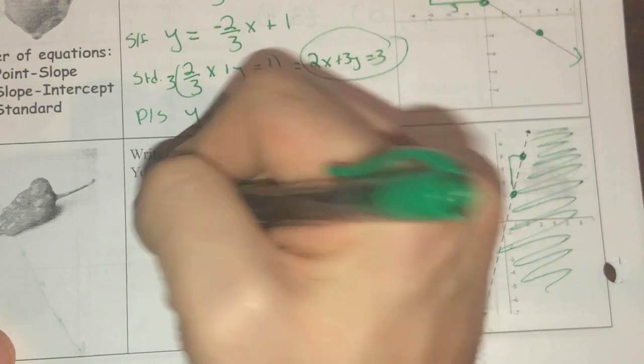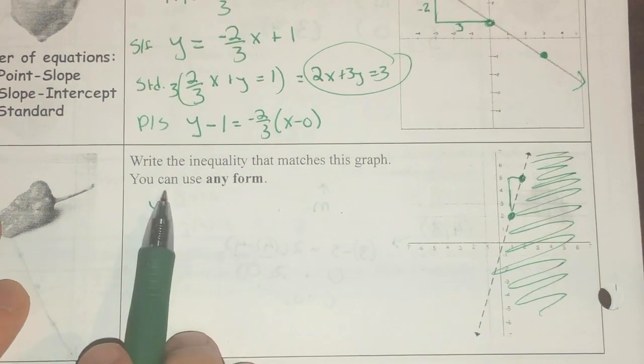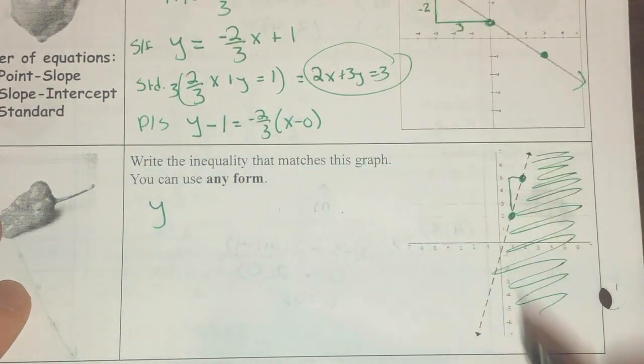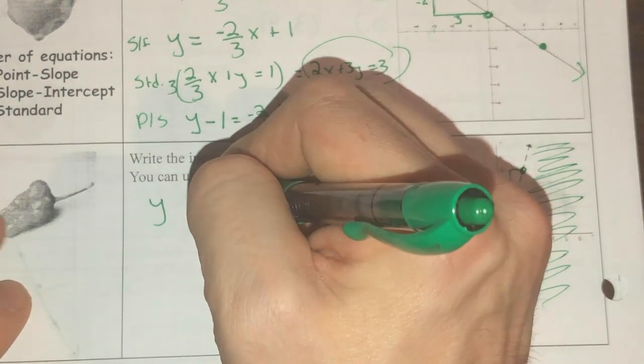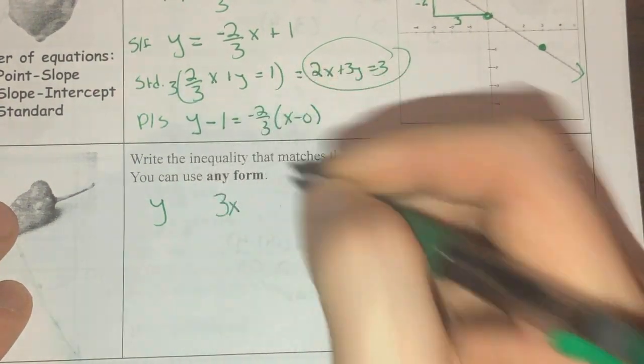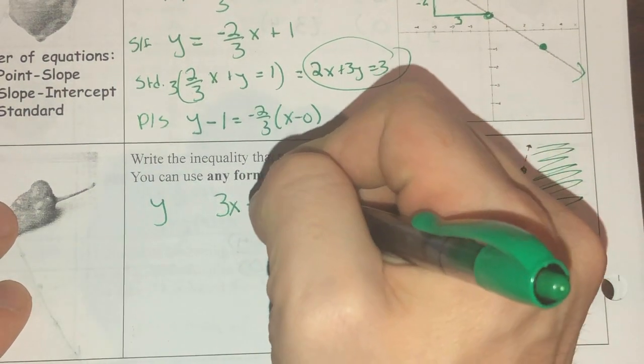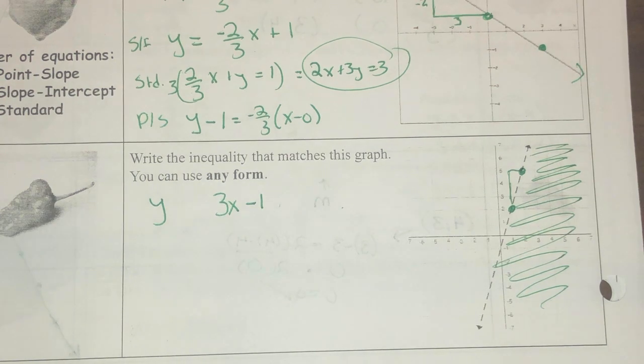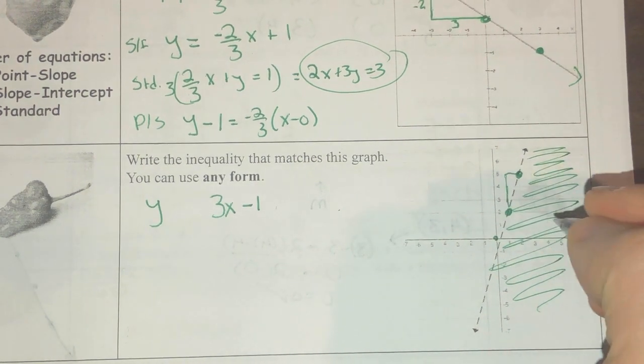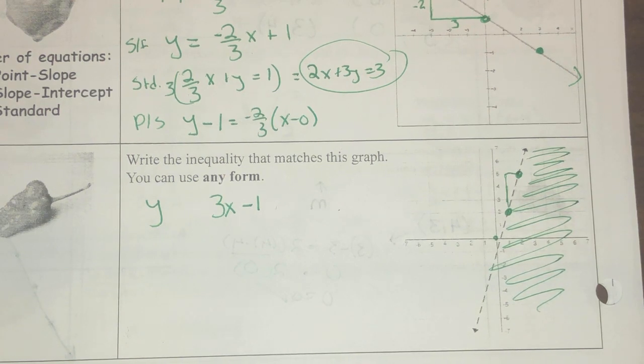So I've got my y, and at this point it doesn't matter. Remember, you can use any form, so it doesn't matter what form we write it in. Slope-intercept form appears to be the easiest way to get that equation done. So 3x minus 1. Now, I know that I've got to figure out which way the inequality points. And remember, we're never going to be a hero. We're going to choose (0, 0). And (0, 0) should not make this inequality true, and that's because it's not shaded.